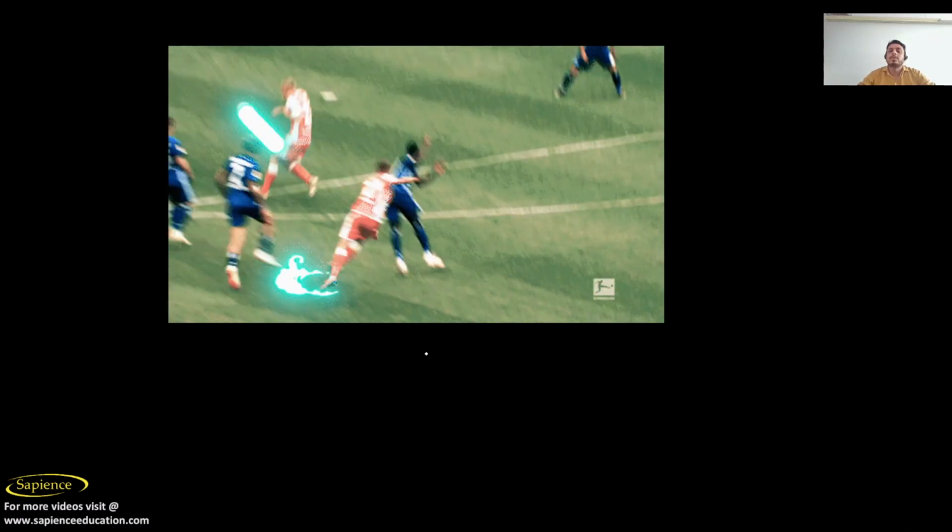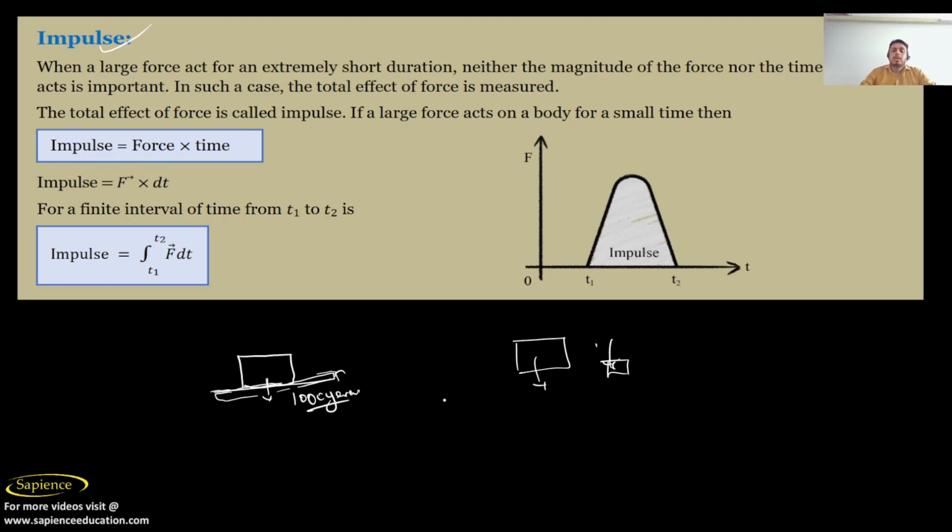So for impulse, force and time are very important. If a force is acting for a short duration of time, that type of effect is known as impulse. Impulse I can be defined as force into time; you just multiply force by time. Impulse is the total effect of a force. A large force acts on a body for a small time. The force should be very large, it should not be small. So this is the condition.